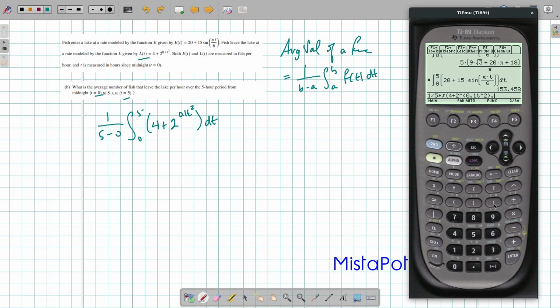power. When I integrate that with respect to t from 0 to 5, to keep from making the same mistake I did before, I'm going to do green enter to get an approximate answer. And so my average number of fish would be 6.059. Keep in mind that this is fish per hour. Again, units are very important for us.